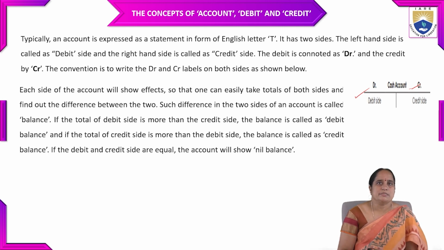If the total of the debit side is more than the credit side, the balance is called a debit balance. And if the total of the credit side is more than the debit side, the balance is called a credit balance. If the debit and credit are equal, the account will show nil balance.